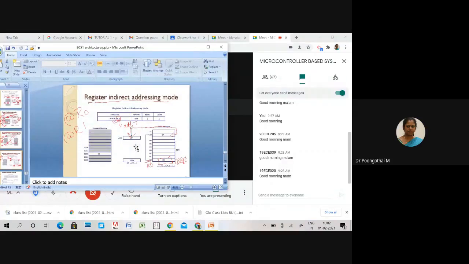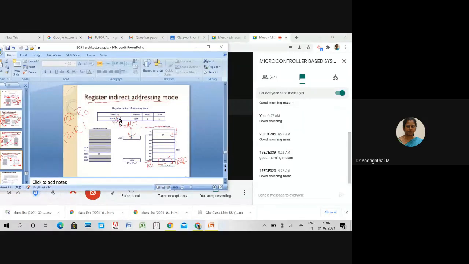Ma'am, why is it that we just use R0 and R1? Actually, we have three pointers in the 8051. DPTR is used by the MOVX instruction to access data elements from external memory, and the R0 and R1 pointers are used to access data from internal RAM. For internal accessing, we have to use these two pointers alone. That is the general syntax. It only supports R0 and R1.